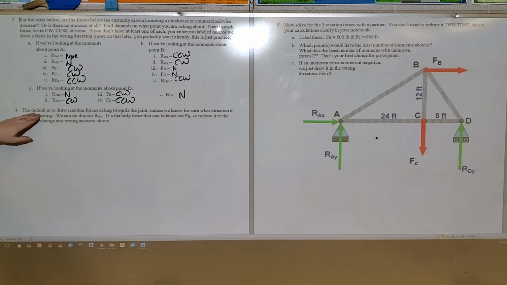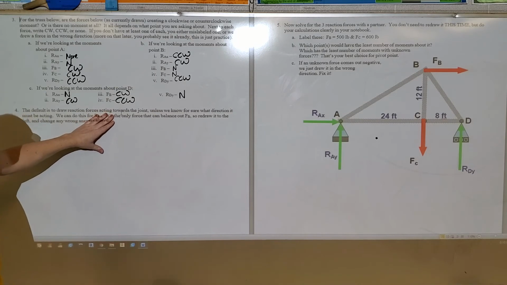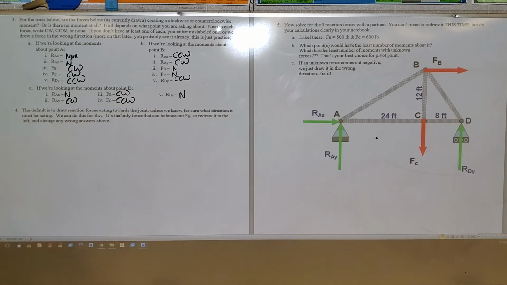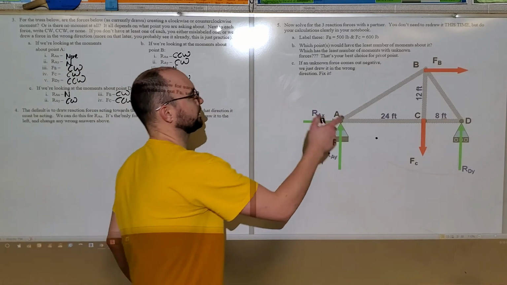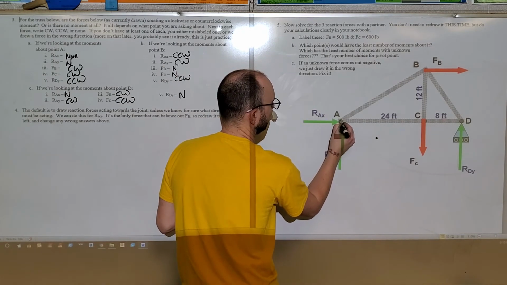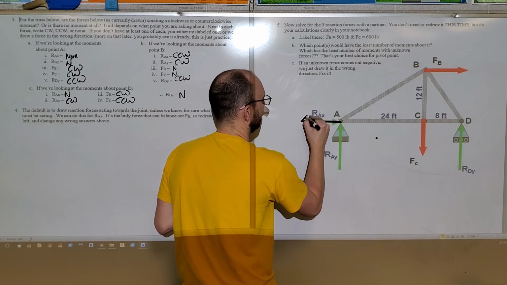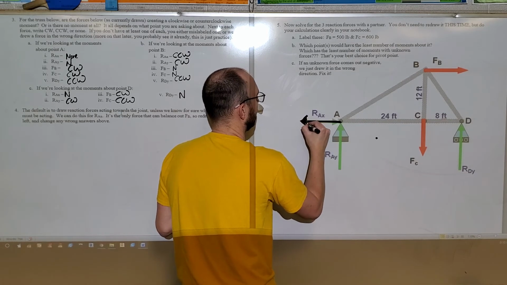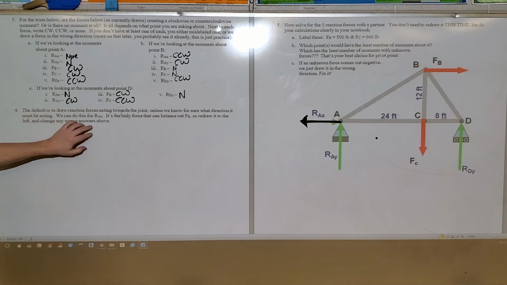So number 4, the default is to draw the reaction forces towards the joint, like I did in the green. Unless we know for sure what direction it must be acting, we can do this for RAX. Okay? There must be, since FB is pulling to the right, something must pull to the left, so it must be the joint, the pin, pulling to the right to counterbalance that. Okay? So we redraw and change any wrong answers above.